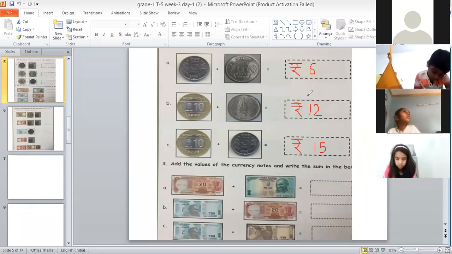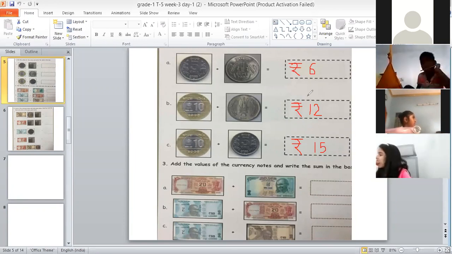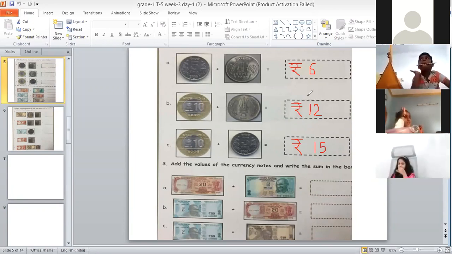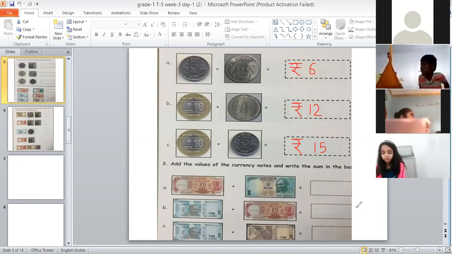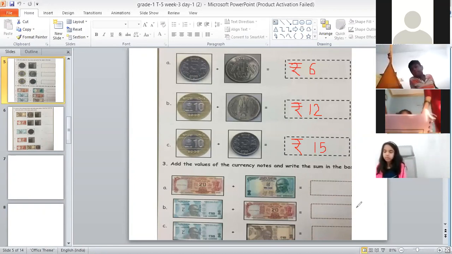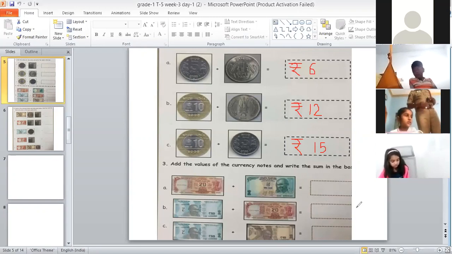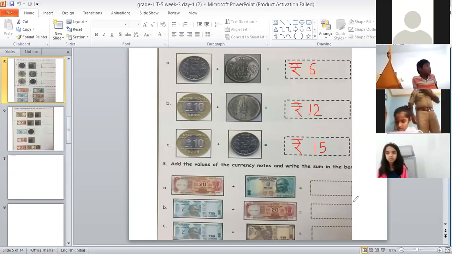We'll move to question number 3. This is add the values of the currency notes and write the sum in the box. So we have to add these currency notes and then we have to find out the answer. Tarini, tell me in third question, first bit, how many rupee notes are there? 20 rupee note and 5 rupee note. So tell me 20 plus 5 how much? 25. Very good.